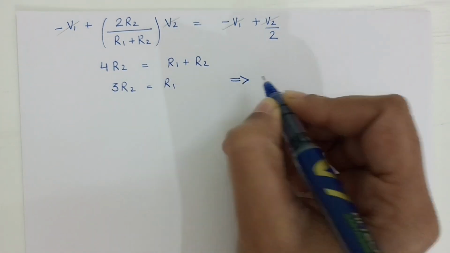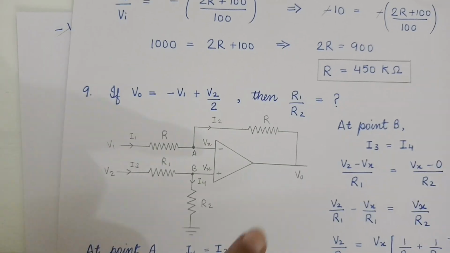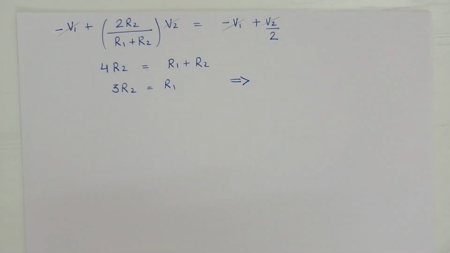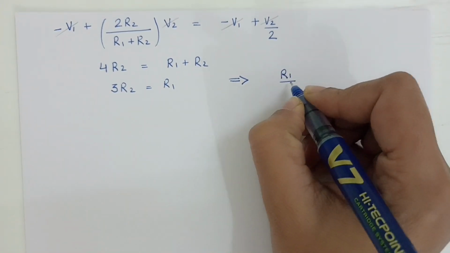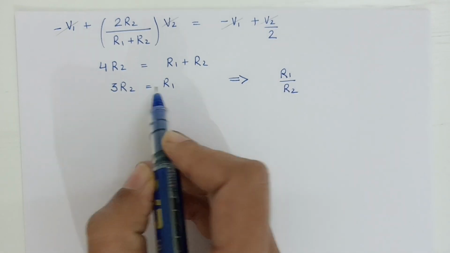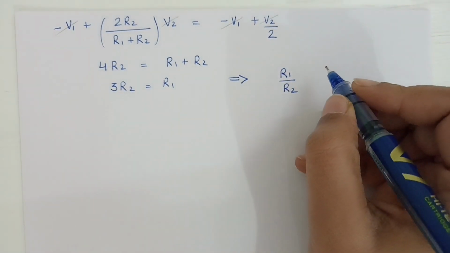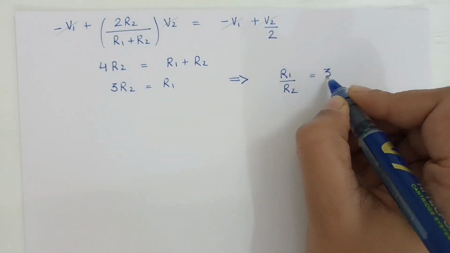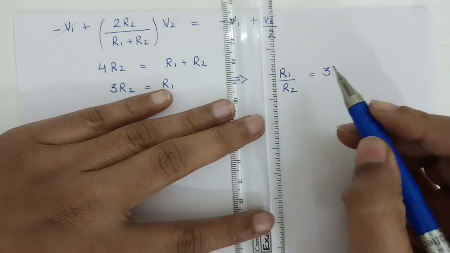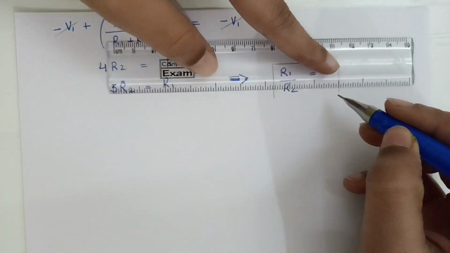From here we have to find the value of R1 by R2. So R1 divided by R2. We are taking this R2 to the right hand side. So we get 3. So the ratio of R1 by R2 is 3.